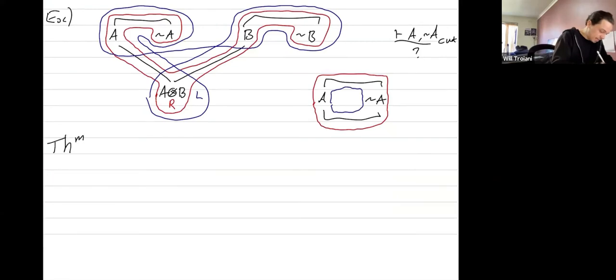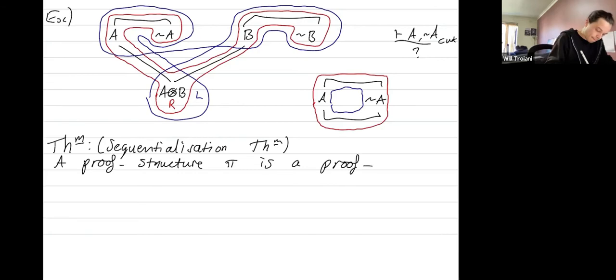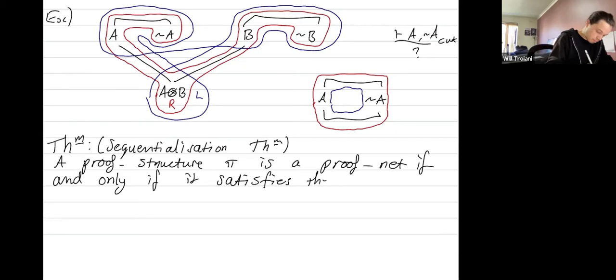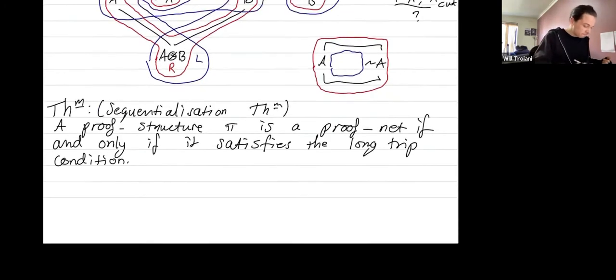So the sequentialization theorem is... okay, so that's what the sequentialization theorem says, and so thus the first one is indeed a proof net, and the second one is not. Okay.